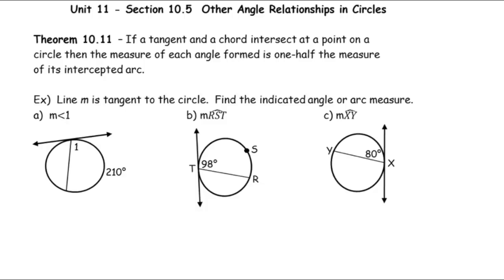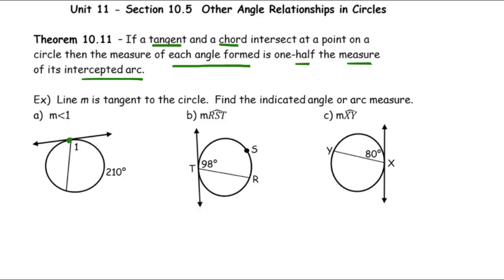All right, here we are in section 10.5 now. Last one, other angle relationships in circles. We have theorem 10.11 that says if I have a tangent line and a chord that intersect at a point on a circle, then the measure of each angle formed is half the measure of the intercepted arc. So really think about this. What we have is the vertex of an angle that's on my circle. And don't we already have a theorem for that? That says if the vertex is on the circle, that the angle measure is half of the intercepted arc.